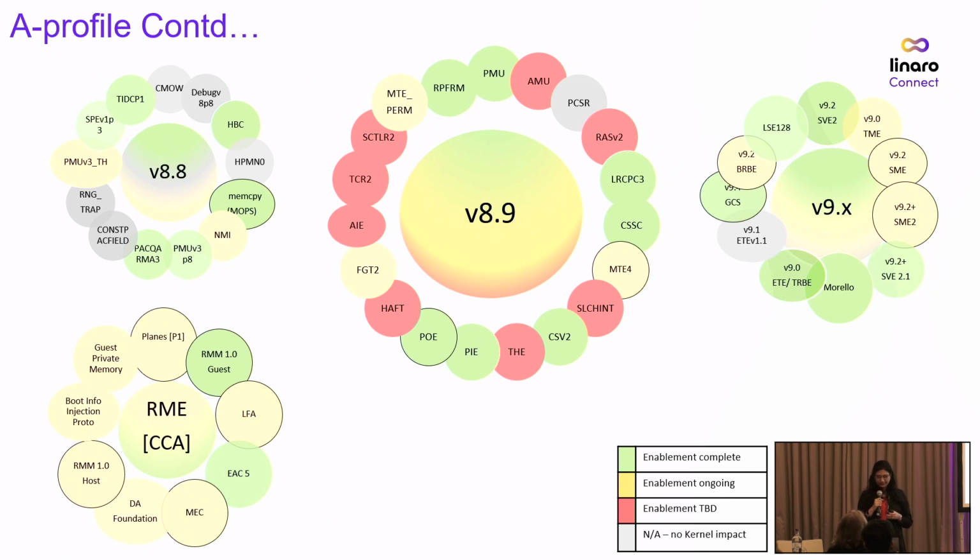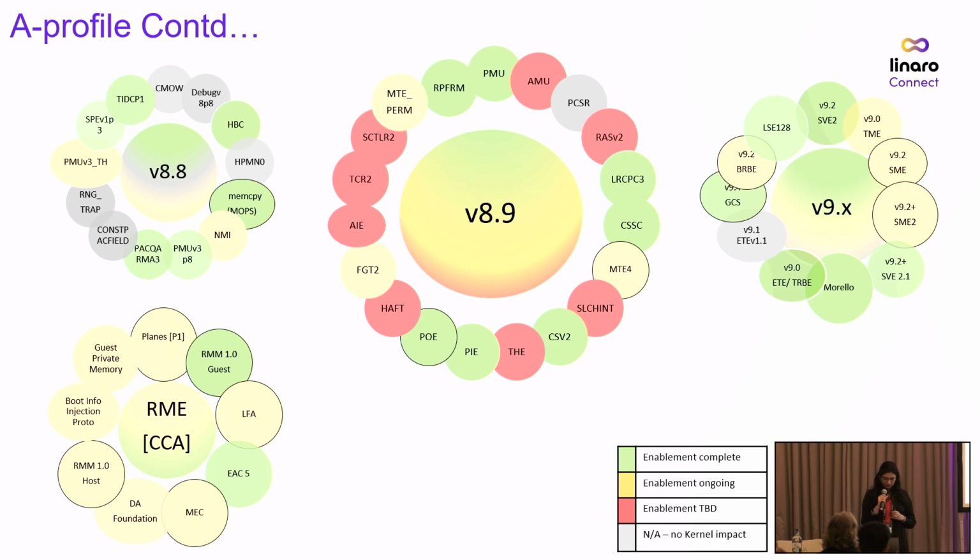On the 8.9 side, we have MTE4 patches that are on list, so that's progressing well. POE stage 1, that's permission overlay, has been merged upstream in kernel 6.13. On the 9.x side, there has been a bit of churn on SME. I'll cover that later. We have Mark here for any follow-up questions. Then we have branch record buffer extension. That's something, again, I'll cover in a bit.